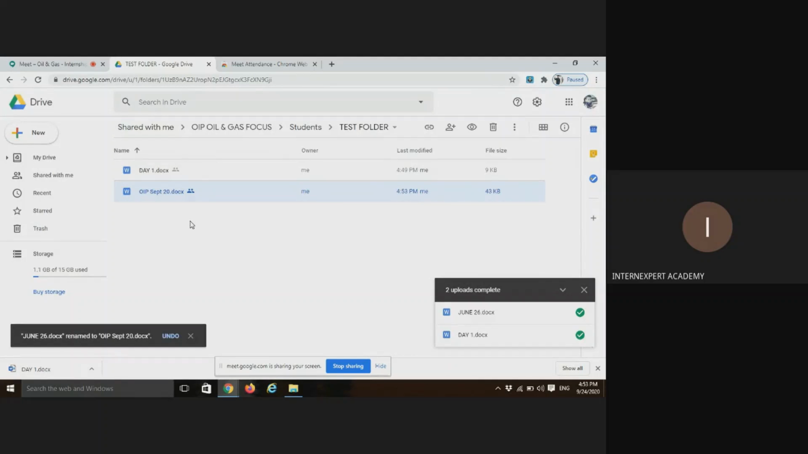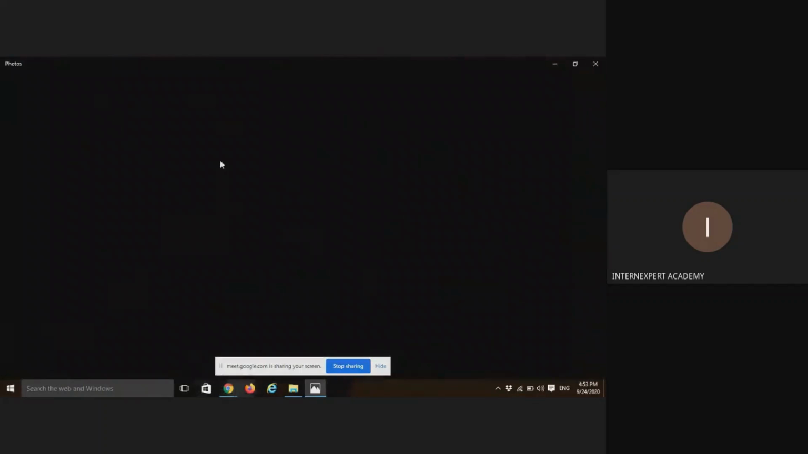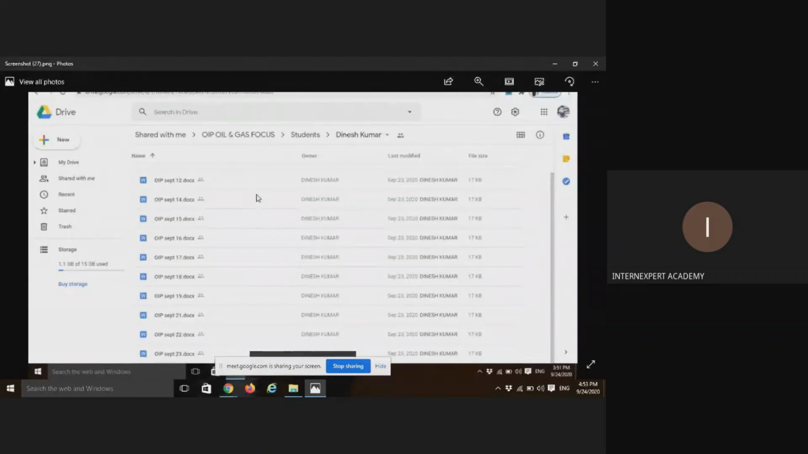So your folder has to be like this. I've taken a folder from our student only, Dinesh Kumar. He has changed everything. It has to be neat like this, with OIP and the date on which the session is taken. It will be helpful for us, and also useful for your reference.